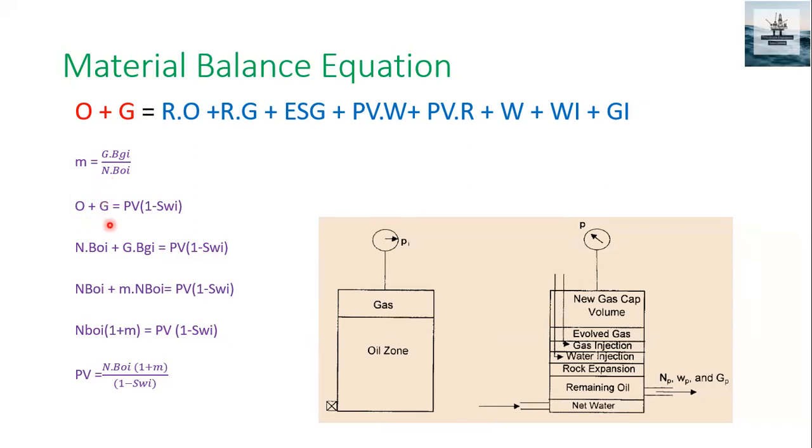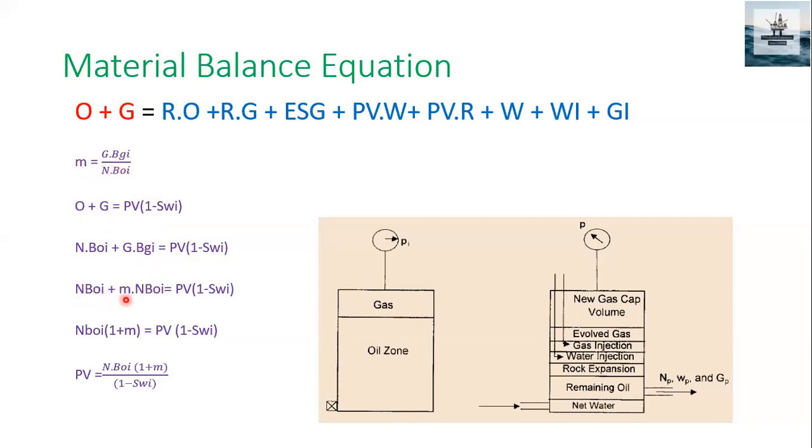So initial amount of oil plus initial amount of gas is equal to pore volume into (1 minus SWI). So pore volume into (1 minus SWI) will give you only the amount of reserves that were present, that is nothing but initial oil plus initial gas. So NBOI plus GBGI is equal to PV into (1 minus SWI). GBGI has been replaced by M into NBOI from this equation.